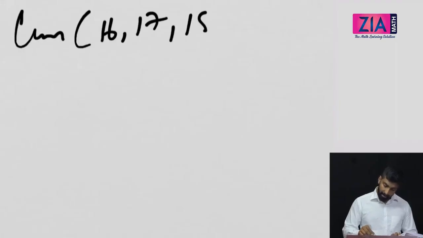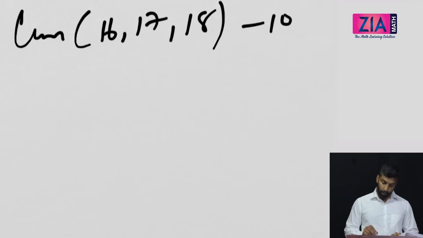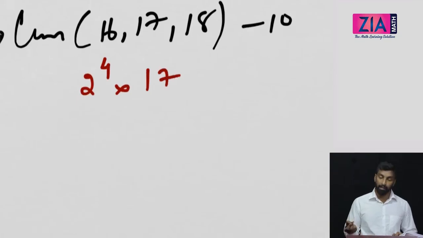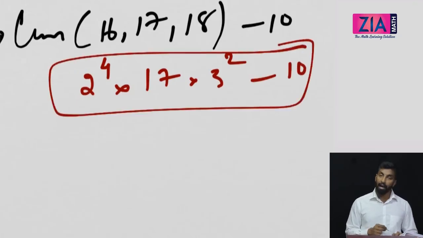See, it's a complex question. Actually they are asking you to find the LCM of 16, 17 and 18 minus 10. You get a number, right? You can manually find it also. 16 means 2 raised to 4 into 17, which means no other prime factors. 18 means 3 square into 2, so I'll take 3 square. This is LCM minus 10. You get this n value, substitute and divide by 12 and you can get the answer.